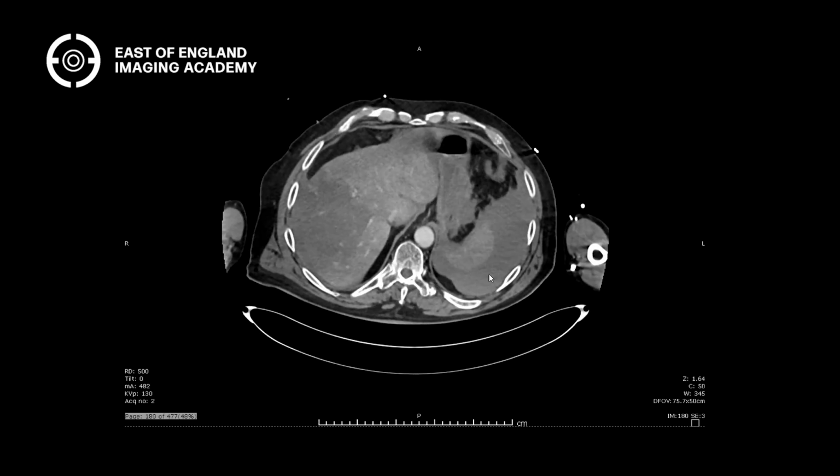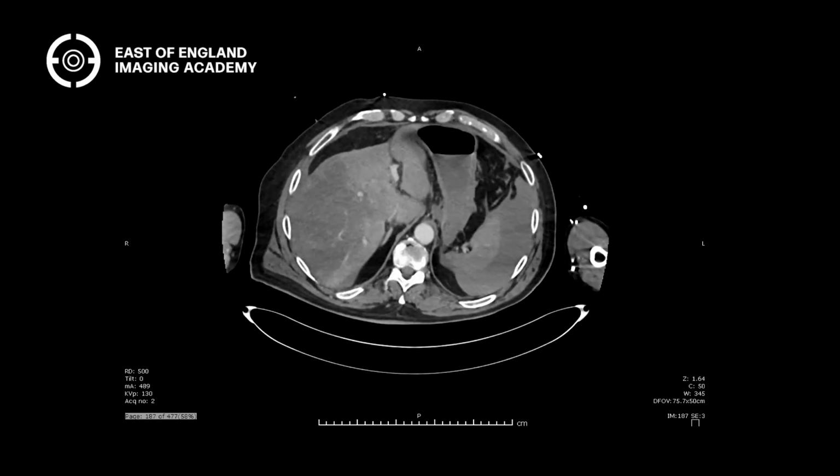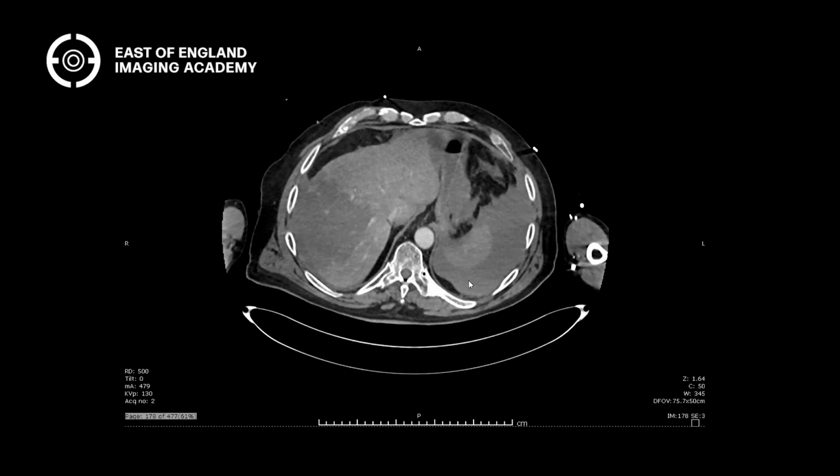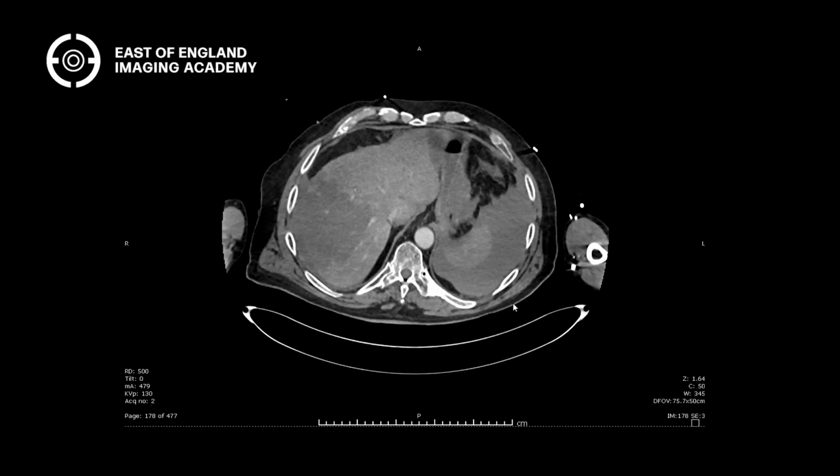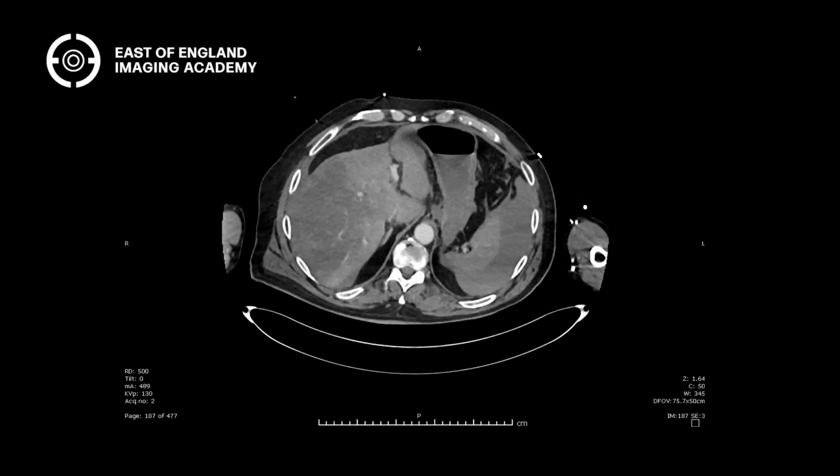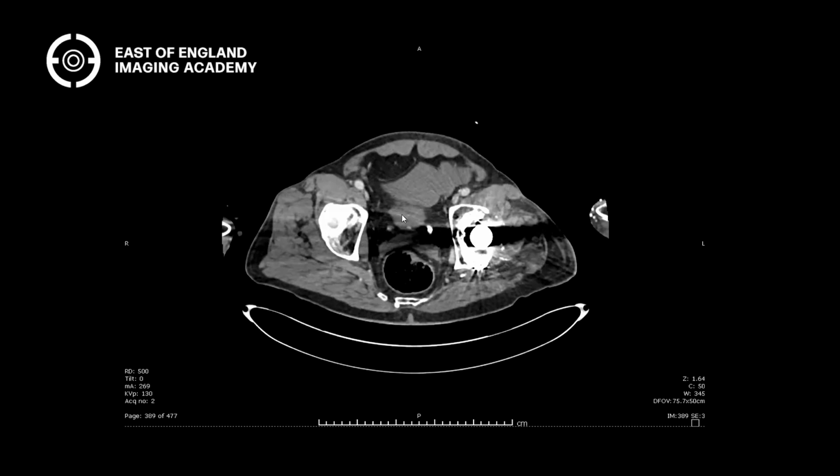What's all this stuff here around the spleen? So here's the question: is it fluid? What's the density? It's a bit higher than fluid, isn't it? It looks like fluid, but it's much higher density. Blood, exactly, because blood contains iron, which is a bit low on the periodic table, a bit more dense, so high attenuation value. So we've got blood in the peritoneum. So we've got hemoperitoneum. You can see that really nicely in the pelvis here as well.